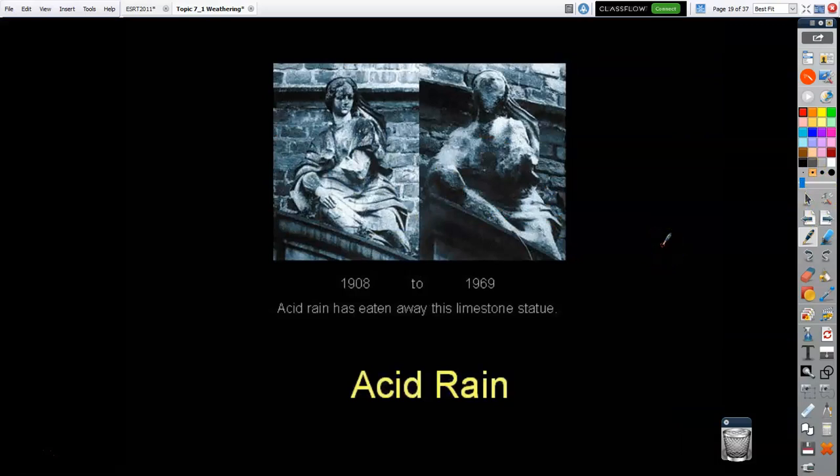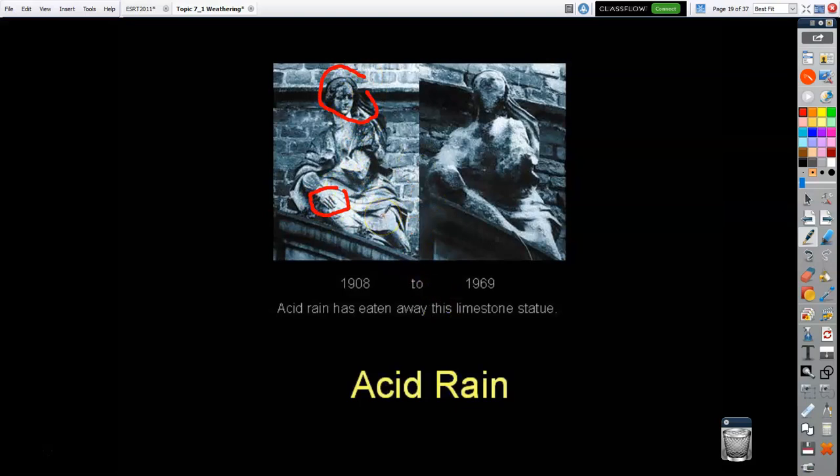Acid rain, which is a form of chemical weathering. So this is just to show you the difference in what happens over time. So you take this picture on the left of this statue, and you can see all the detail in the woman. You can make out her hand. You can make out her face. This was made out of limestone.